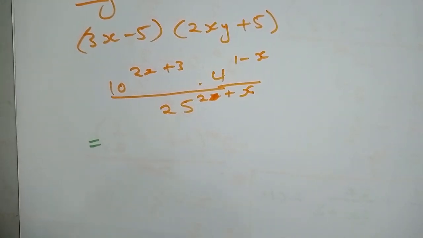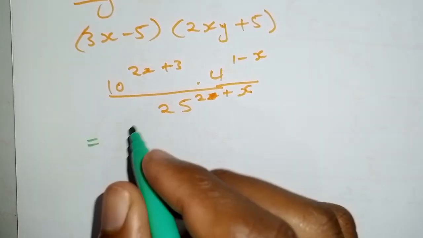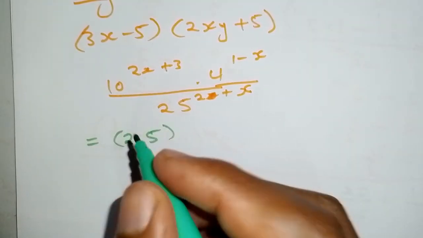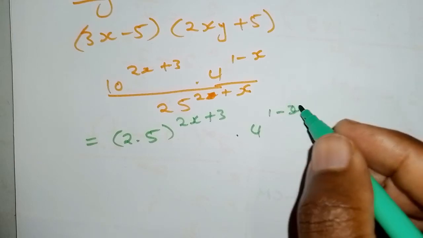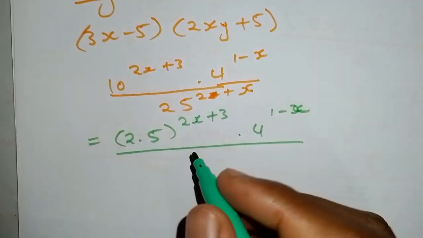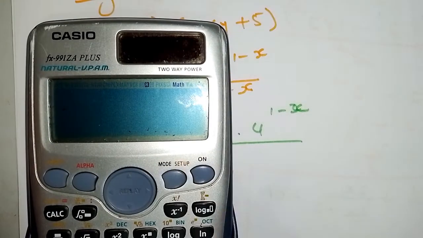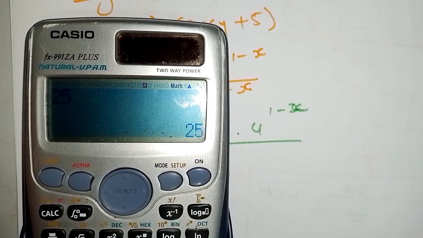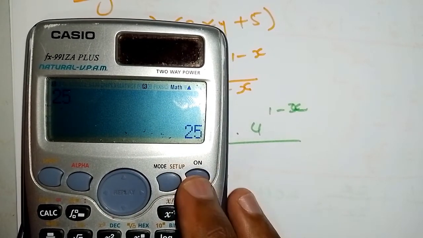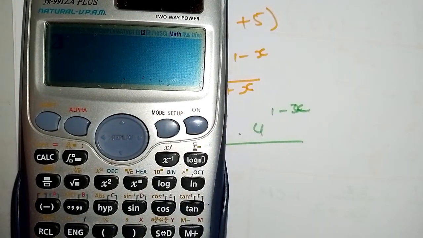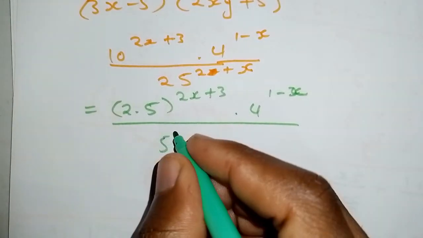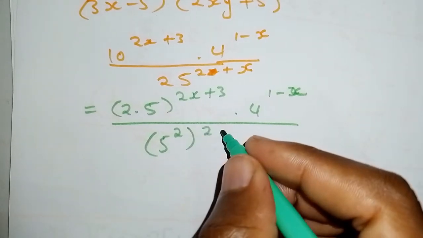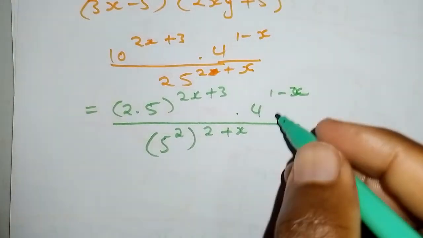They say simplify, right? But I know I can just change this to be 2 multiplied by 5. 2 multiplied by 5, it's 10. Then 2 to the power x plus 3 multiplied by 4 to the power 1 minus x, then divide by this. 25 can be written in terms of exponents. You can just say 25 equals 5 to the power 2, so you're going to have 5 to the power 2 plus x. Right?